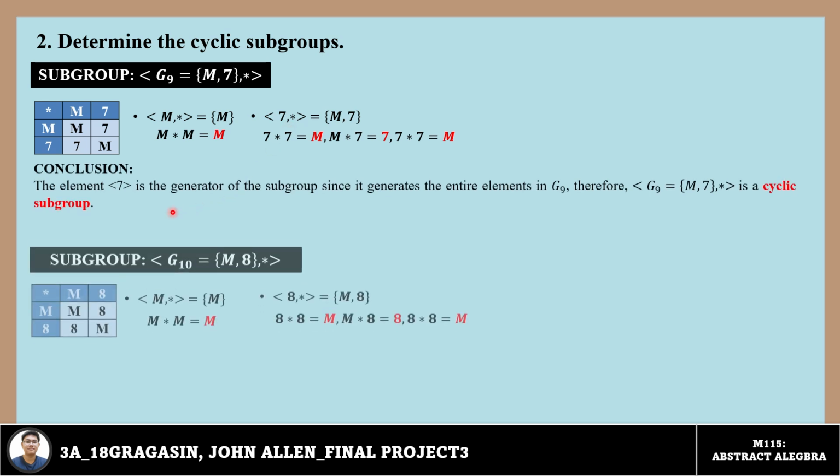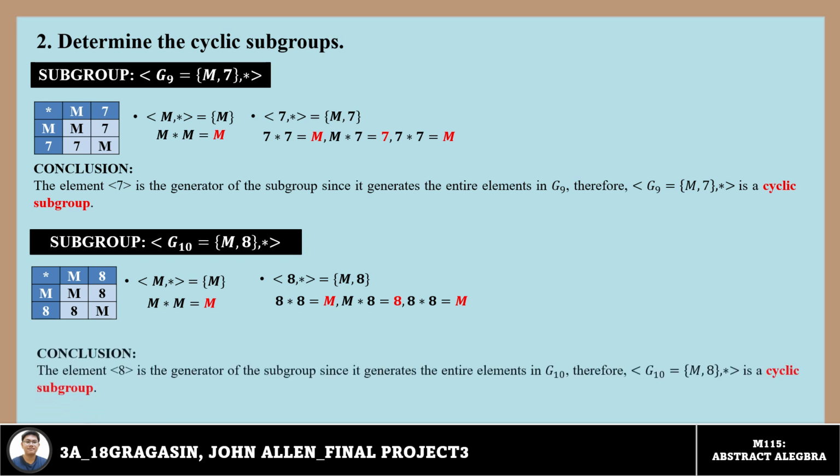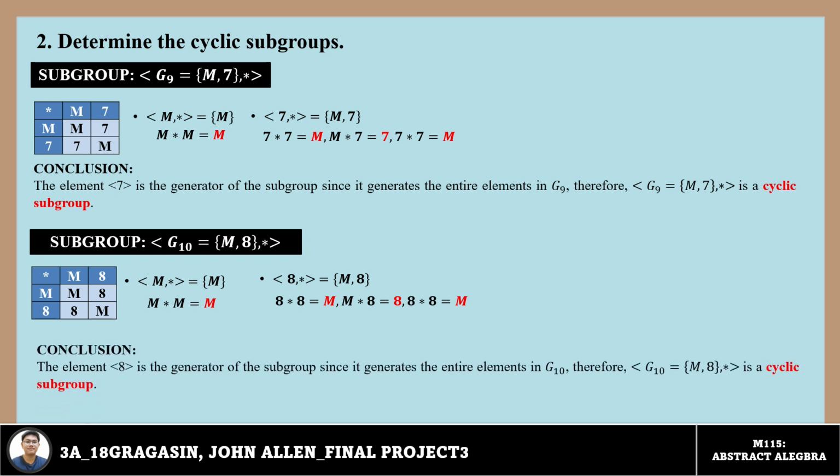And then next, we have the subgroup G sub 10 with elements M and 8 under the binary operation star. As you can see here, if we operate the element 8 to itself, we will get the entire set of elements in G sub 10. And then, since 8 generates the entire subgroup G sub 10, it is a generator. Since a generator exists in G sub 10, we can conclude that it is a cyclic subgroup.